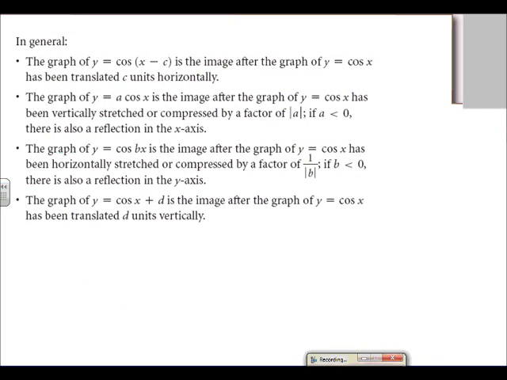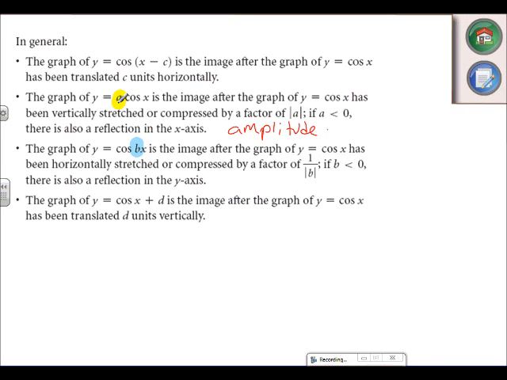And now you've got your final 4 points. Your A, your B, your C, your D. So you've got your A, which is a vertical stretch, or deals with amplitude. You've got your B, which is your horizontal stretch, which actually is not the period, but it allows you to calculate the period. So we can say B is 2 pi over period, or period equals 2 pi over B for sine or cosine.